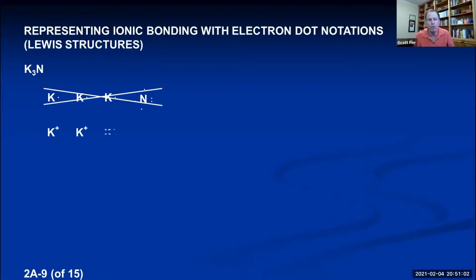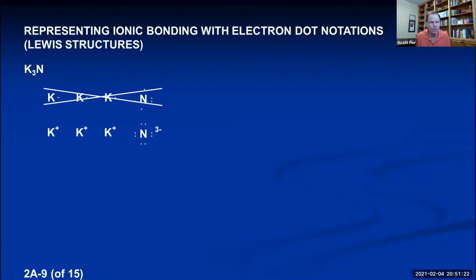It would be three potassium ions. They've each lost their valence electron. And those three electrons are now added to the five that the nitrogen had. And you wind up having a negative three ion like this. And that would be the correct electron dot representation for this compound. Make sense?